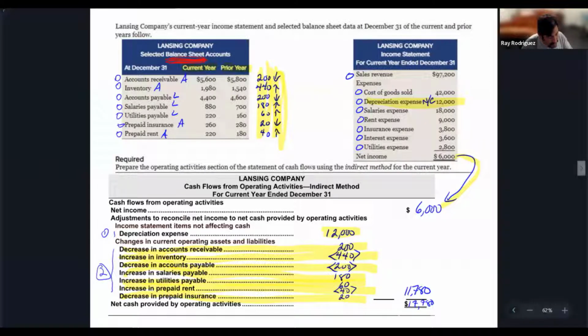We go 6,000 plus 12 plus 2 minus 440 minus 200 minus 1, or plus 180 plus 60 minus 40 plus 20 gets us the net change in operating activity is an increase of 17,780.